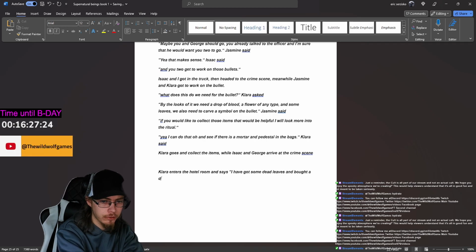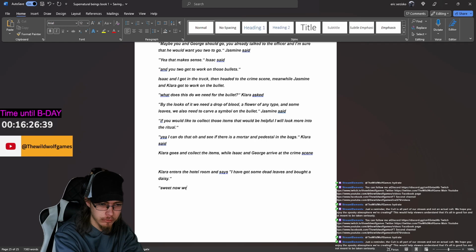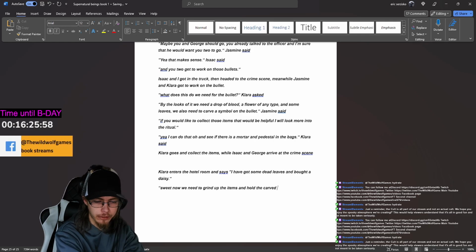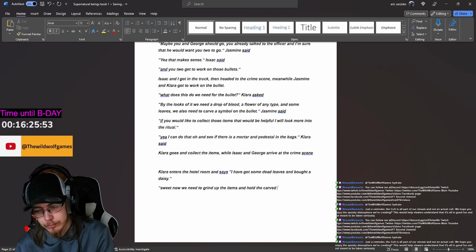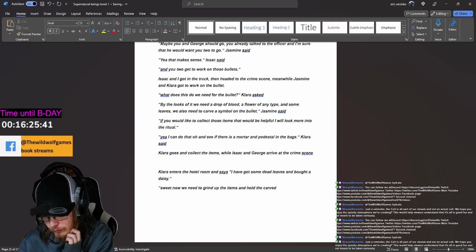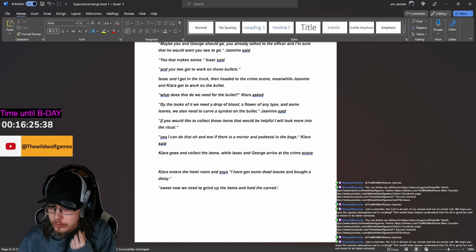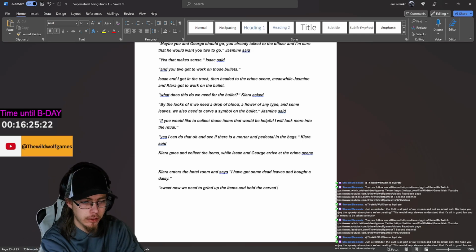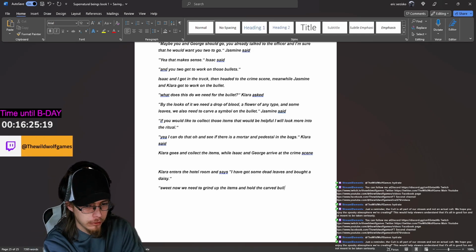a daisy." Sweet. Now we need to grind up the items and hold the carved bullet. They're going to have to do this about 10, maybe 20 times. Maybe not that many, but quite a few times. Could do, hold the carved bullet.